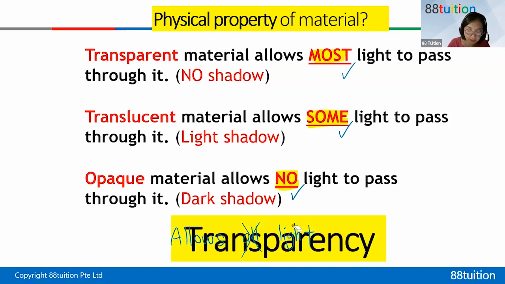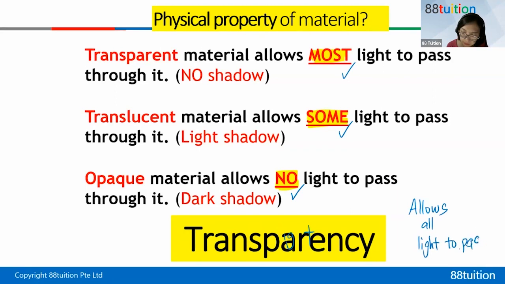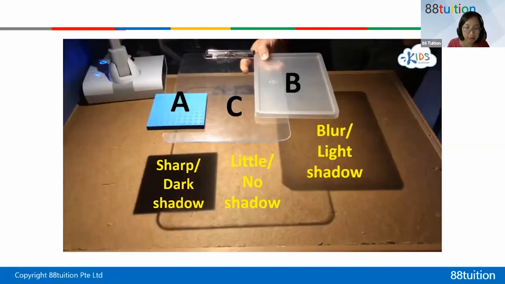All right, hang on. Let me maybe write it somewhere here. So don't write allows all light to pass through. So this one, I changed the color. Don't write all. Now, I have a picture to show what I'm trying to say.